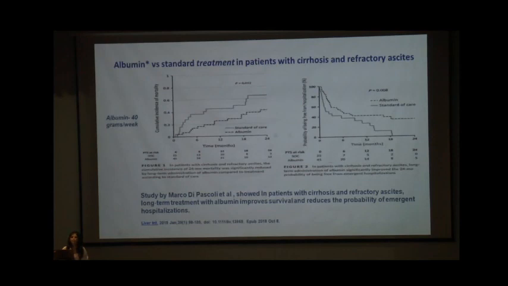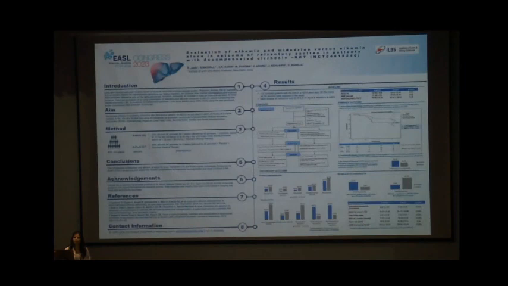This was not an RCT, this was a retrospective series in which the patients were given 40 grams of albumin per week, and these were all refractory ascites patients, compared to the standard of care. And you can see here that patients who received 40 grams per week of long-term albumin versus the standard of care not only had improved survival, but also a reduction in all the complications. So this is one strategy which should be tried in these patients.